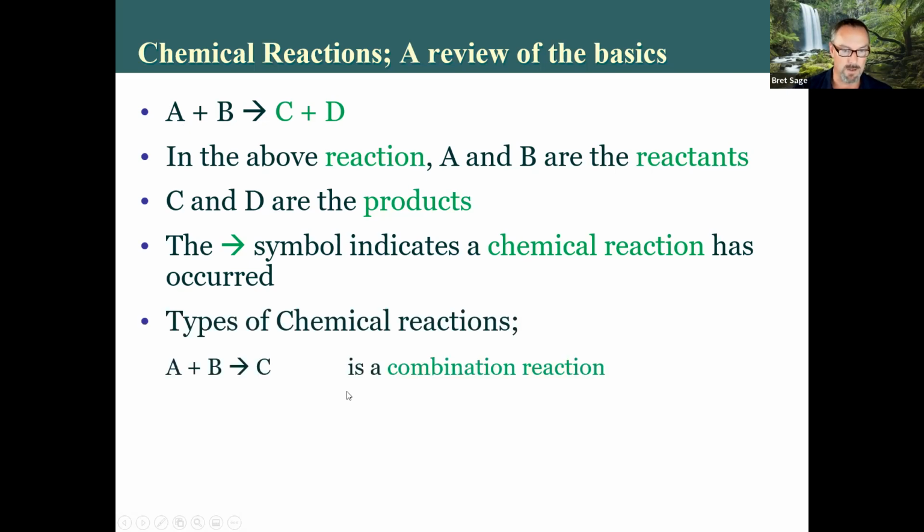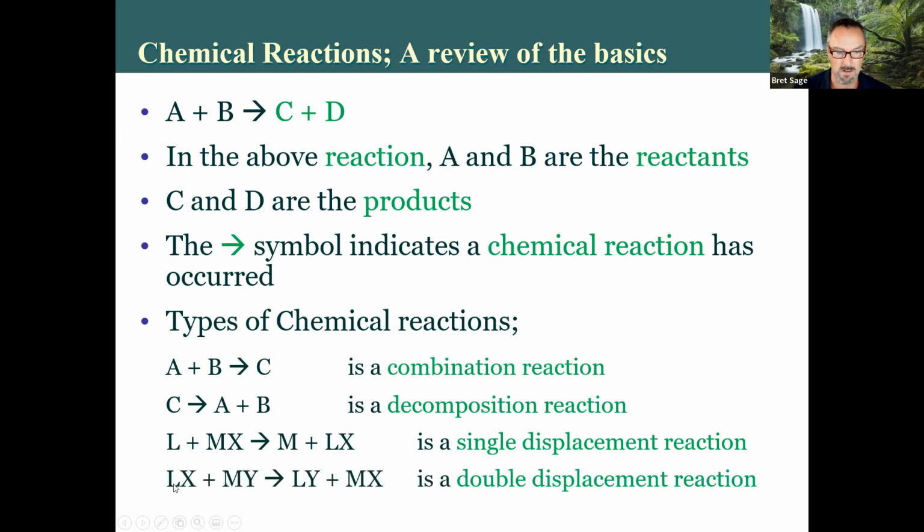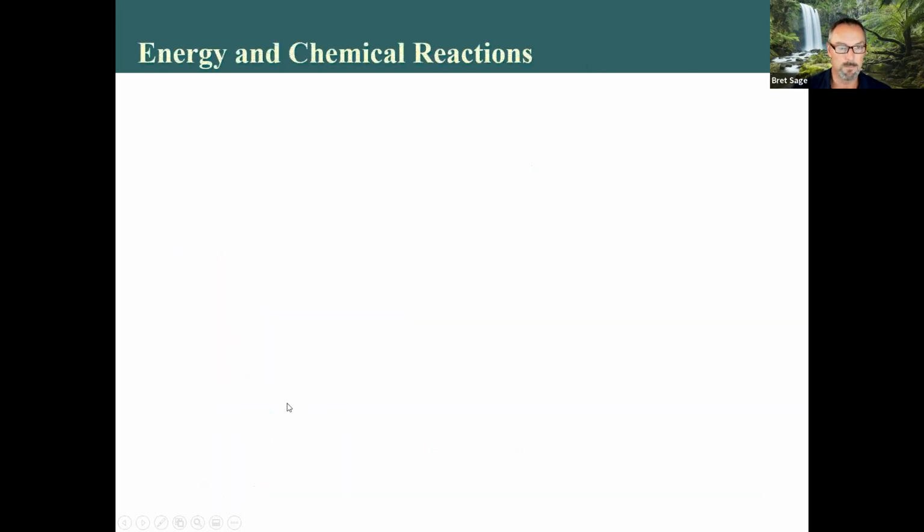What are some different types of chemical reactions? Well, A plus B turning into C is a combination reaction. C turning into A plus B is a decomposition reaction because it's decomposing from something large into two small things. L plus MX turning into M plus LX, you can see it's single displacement because L took the place of M in that molecule. And then here you can see they both switch partners. So L and M switch partners, and it's called double displacement.